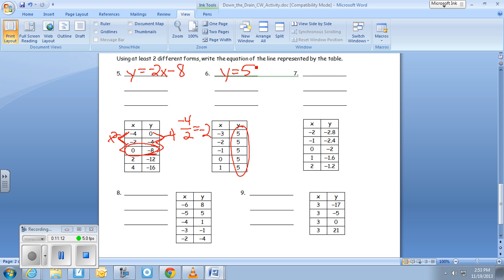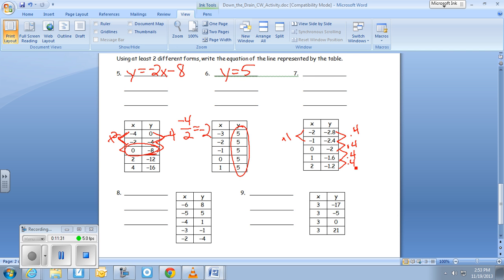Number 7, I'm going to look at my change in my y's. Looks like I am adding 0.4 here. And from here to here, I'm adding 1. This seemed to be adding 0.4 each time. So it was the same increment each time.